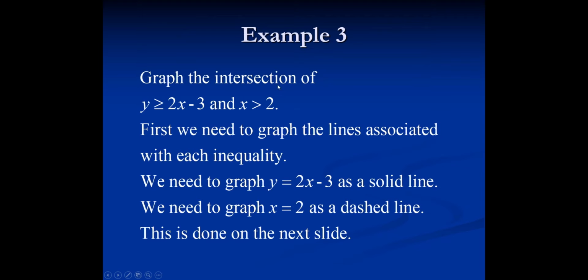This time I want to graph the intersection of y greater than or equal to 2x minus 3 and x greater than 2. So you need to graph the line associated with each. We'll graph this line as a solid line, including the equal sign. We'll graph this line as a dashed line. And remember now, x equals 2, what kind of line is that? A line along where x should be 2 every place on the line. So it's going to be perpendicular to the x-axis out there, x equal to 2. Vertical line.